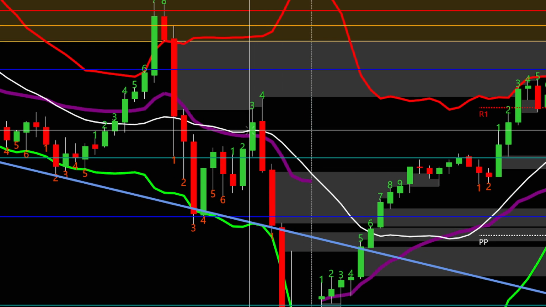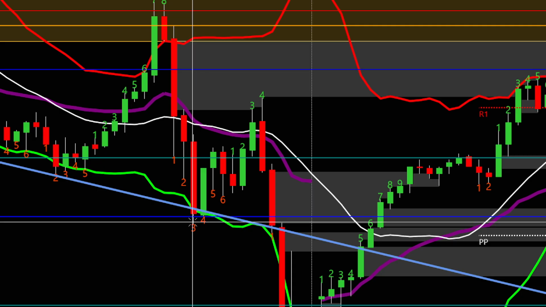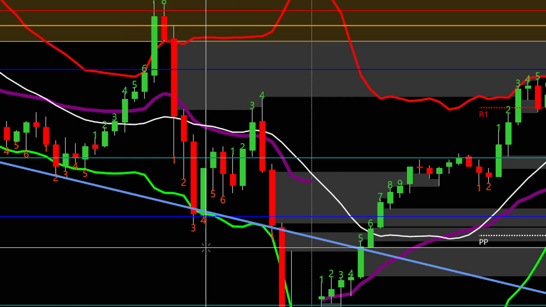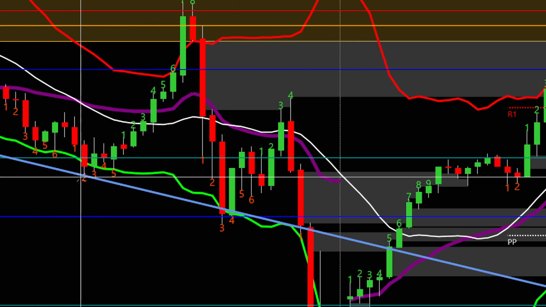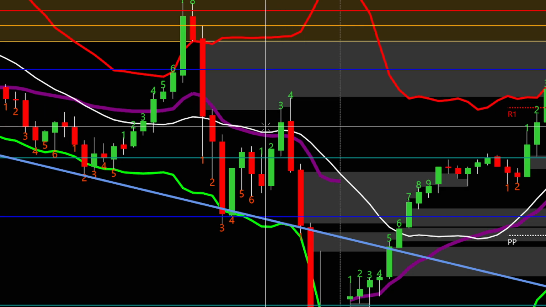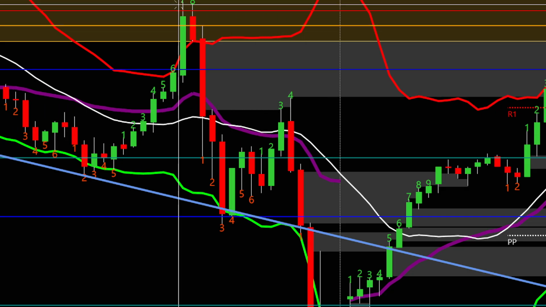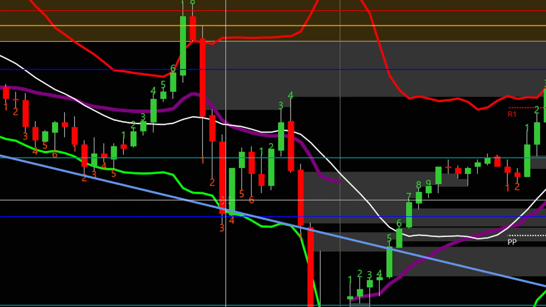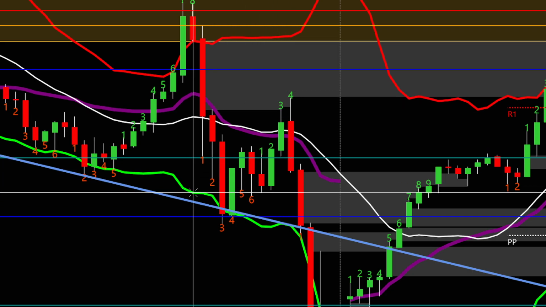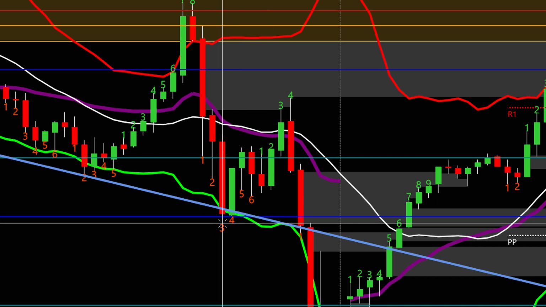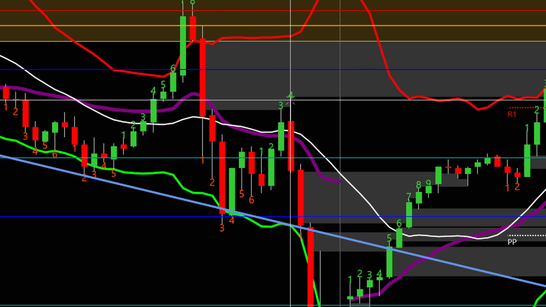A lot of people don't understand where to put measured moves. This low took out a bunch of lows, so it's a significant low. It also took out the prior low. Okay. This high took out a substantial high. It didn't make a new high, but it is a substantial high that was part of this bear flag. So my measured move is from here to here.